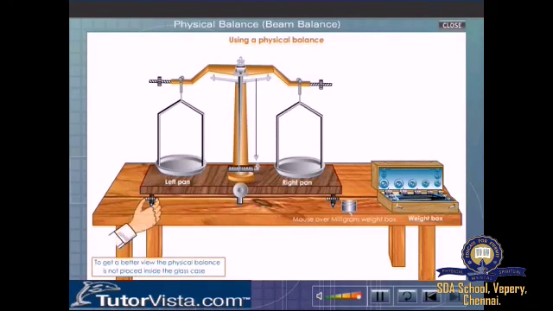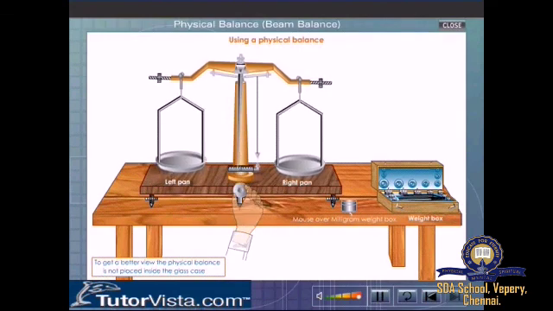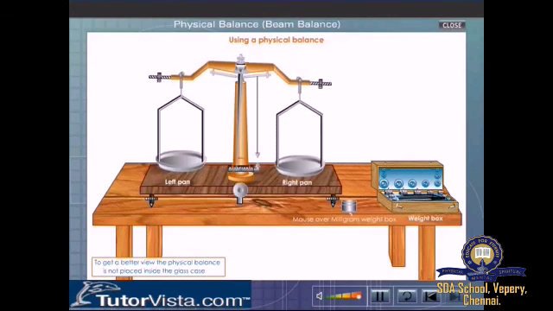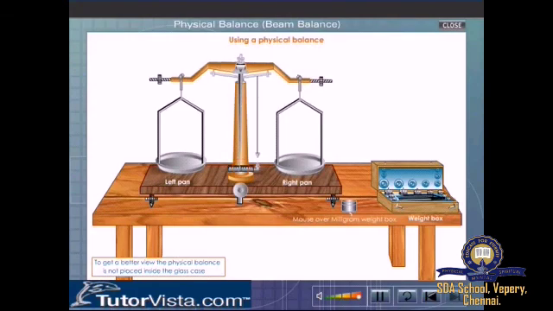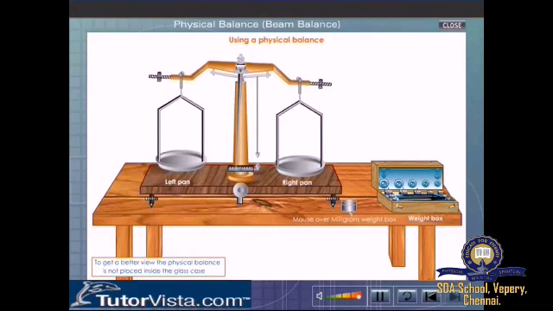Using a physical balance: Adjust the leveling screws such that the plumb line points vertically downward. Gently raise the central rod by turning the lever. If the pointer remains at the 0 mark or oscillates equally on either side of the 0 mark, then the balance is fully adjusted. However, if the pointer swings more in one direction, then adjust the balancing screws such that it swings equally on either side of the 0 mark.